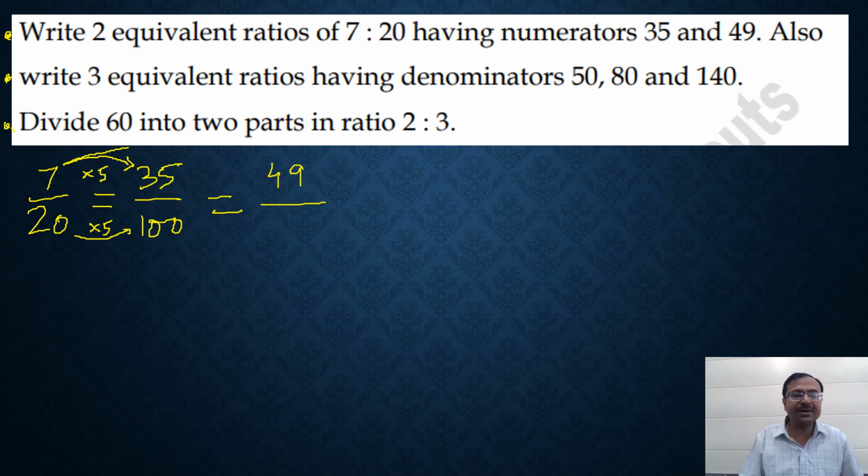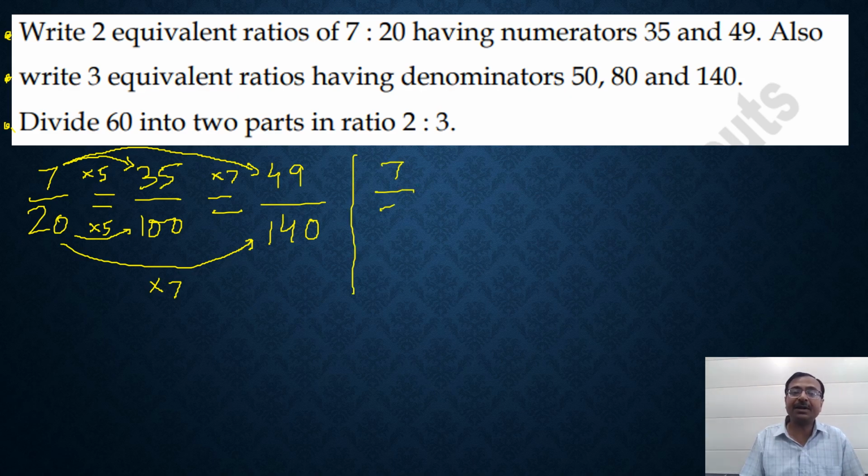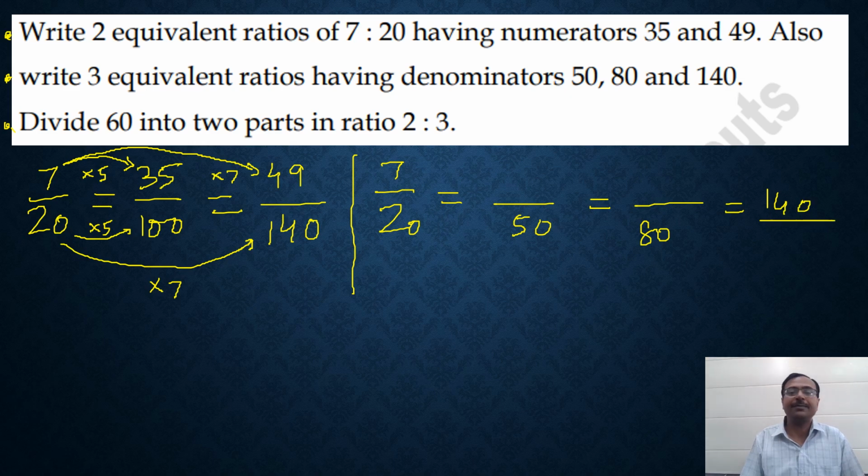How do you get 49 from 7? Multiplication by 7. So just multiply this by 7. You will get 20 times 7, 140 as the second part of the answer. Also write three equivalent ratios having denominators. Now the same 7 upon 20, we have to write with denominator 50, denominator 80, and denominator 140.